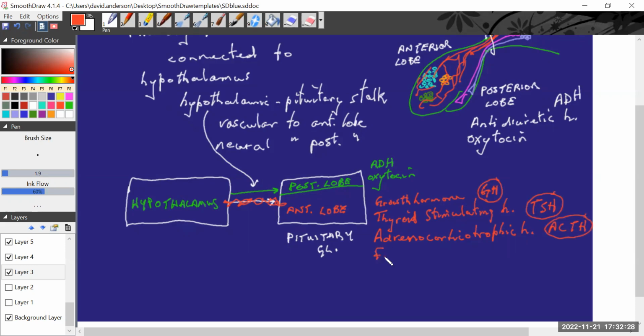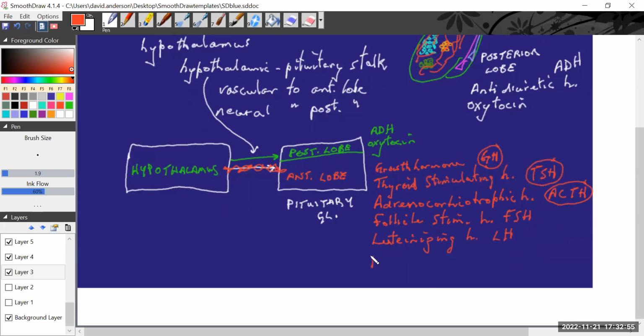We've got follicle stimulating hormone, FSH. We've got luteinizing hormone, LH. And we've got another one that's called prolactin. And it doesn't really have a proper abbreviation, so it's just called prolactin. So these are the big ones that are produced and released from the anterior lobe.